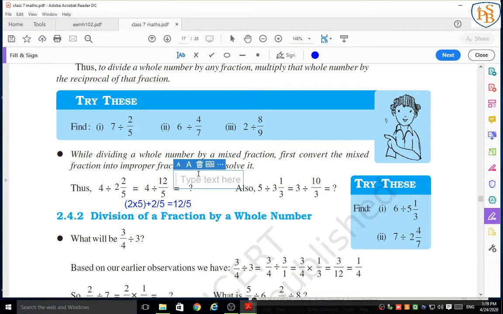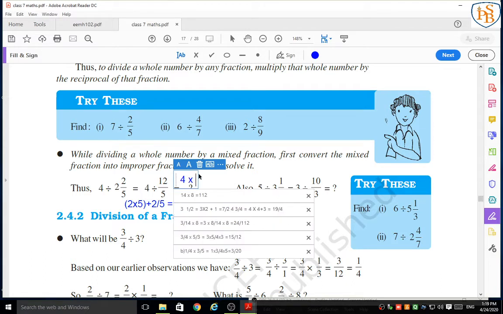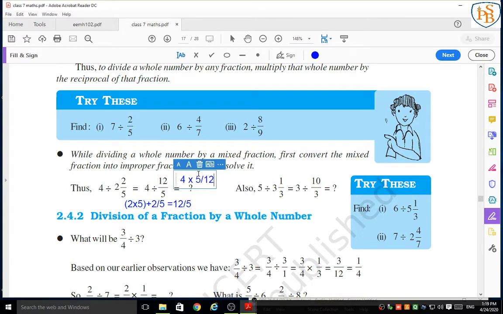Then how can we solve this example? We have to write this 4 as given in the question. Instead of the division process, we have to write multiplication, and now we are going to use the reciprocal of the given fraction, that is 5 upon 12, and then we write the answer, that is 5 4s are 20 upon 12.